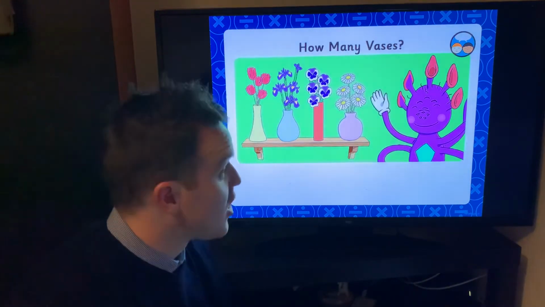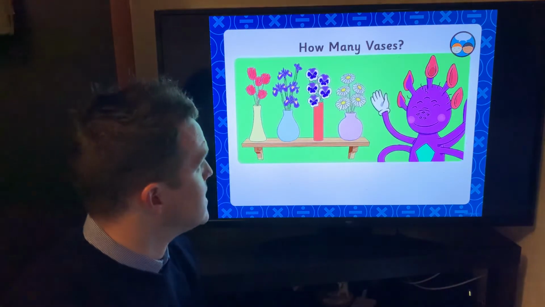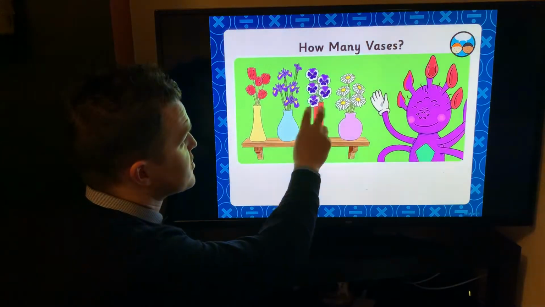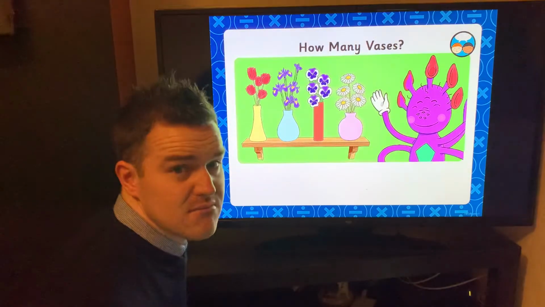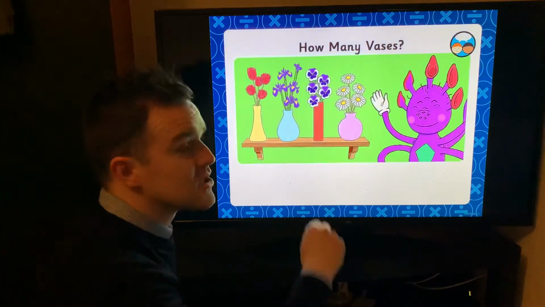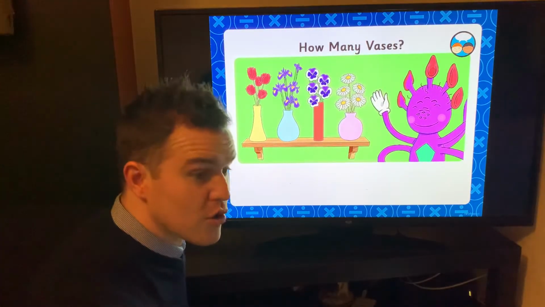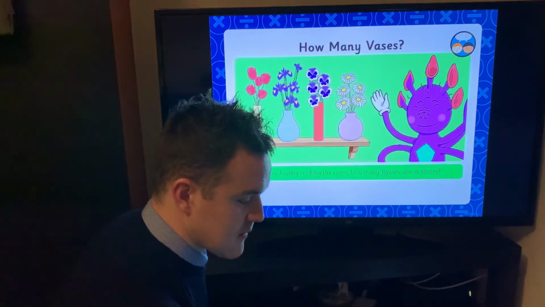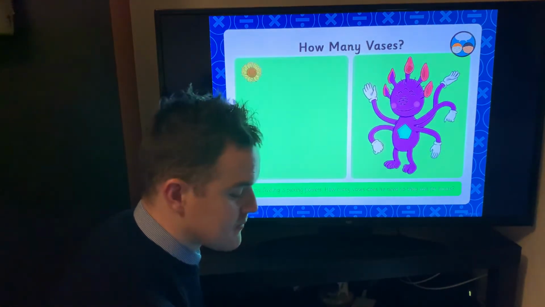Next one. How many vases? So how many vases is how many groups? We've got 1 group, 2 groups, 3 groups, 4 groups of 5 again. 4 groups of 5 is 5, 10, 15, 20. Or, there are 4 groups of 5 in 20. Okay, next one.